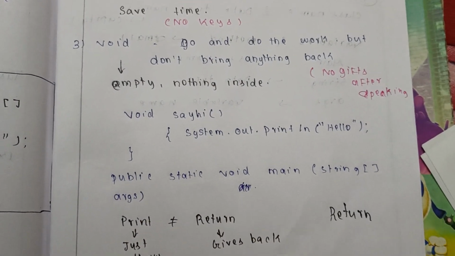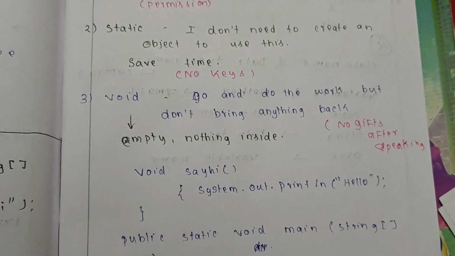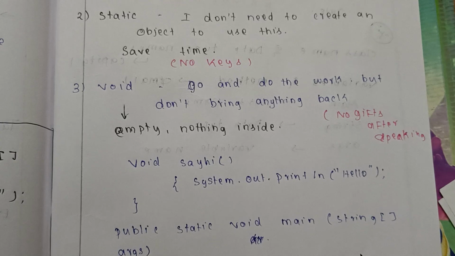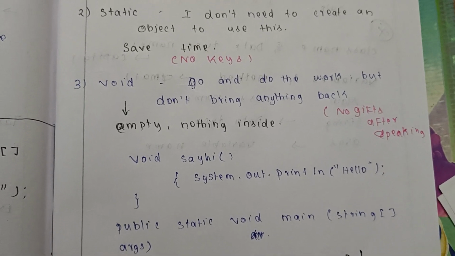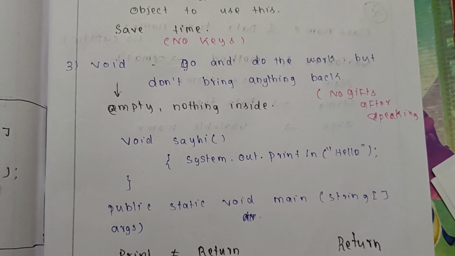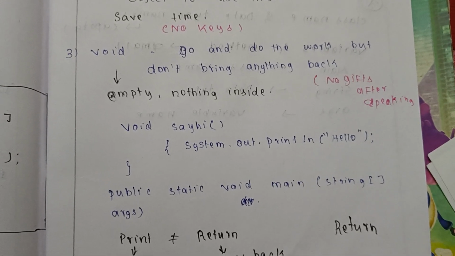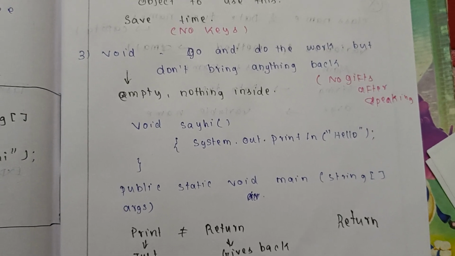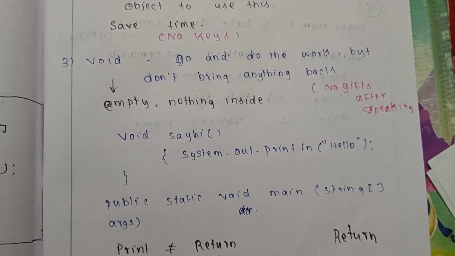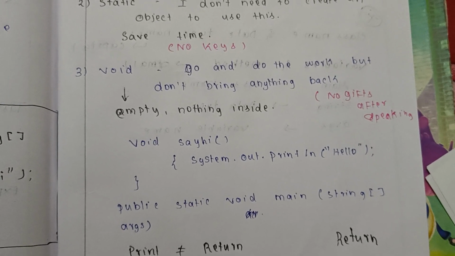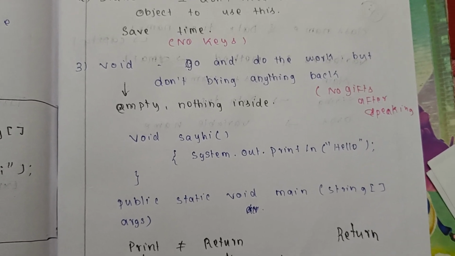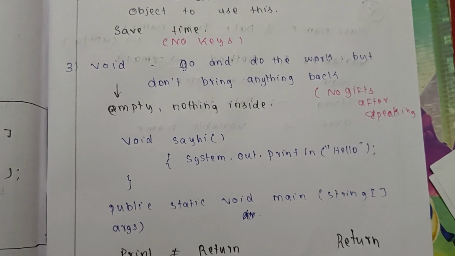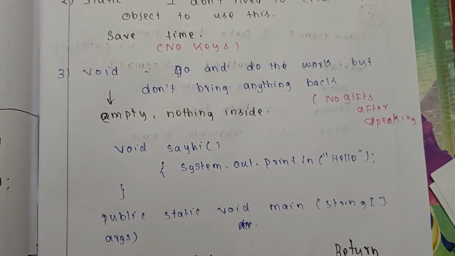To make it even easier, if you press a switch and the light turns on, you didn't get anything back, you just see the light. That is a void. You're not getting anything. If you ask your brother to give you water, he goes and brings water and gives it to you. This is called return. I think you can now understand what return and void are, because in many things you will confuse both. So I'm telling you the right way.